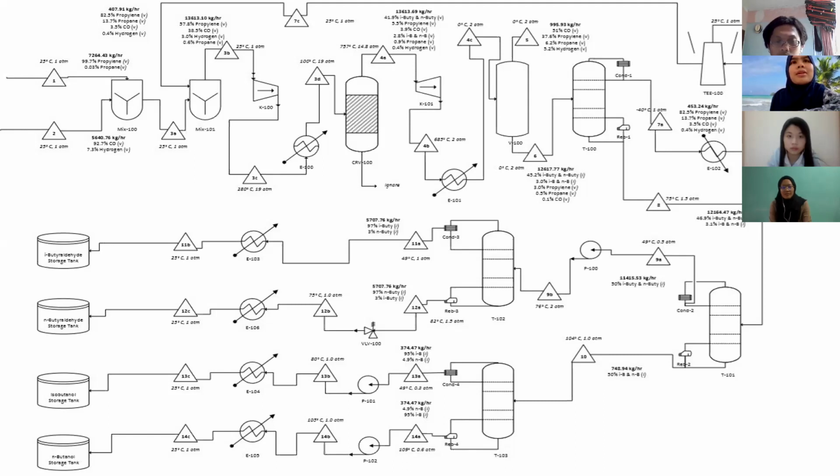Why not remove the flash drum and have only the distillation column? Doctor, because our limiting reactant is propylene, so we aim only for propylene to recycle back to our reactor. So we remove the CO and hydrogen at the flash drum. Okay.